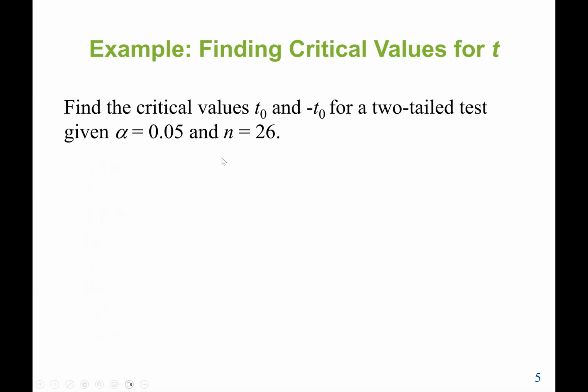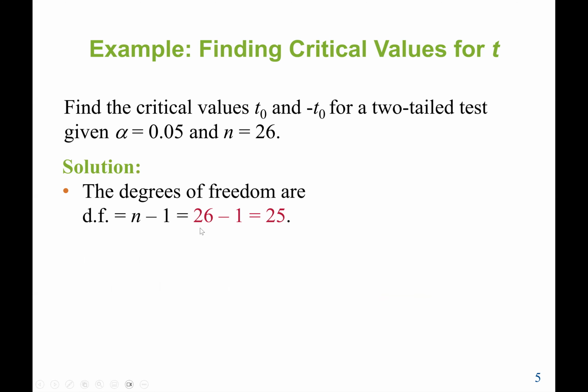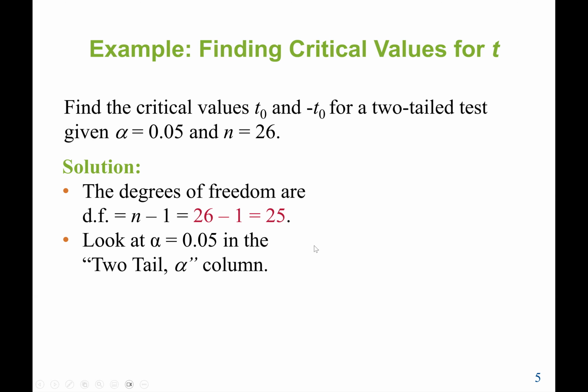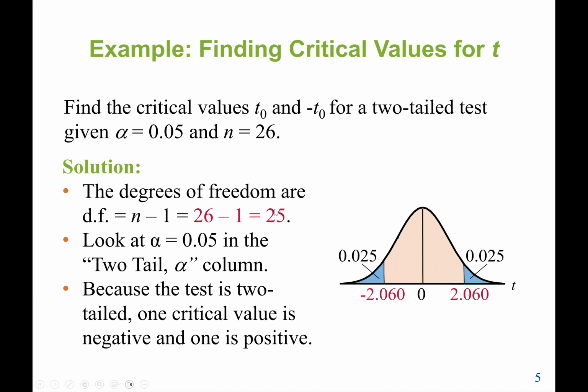Now, the next question says we should find the critical values t0 and negative t0. This time we have a two tail test, so we should have a positive and negative critical value. Alpha is given to us again. We know the sample size, so we can find the degrees of freedom, which is n minus 1. That gives us 26 minus 1, which is 25. Then we go to the table. We look at 0.05 for alpha, but this time in the two-tail alpha column. Then our row is 25.